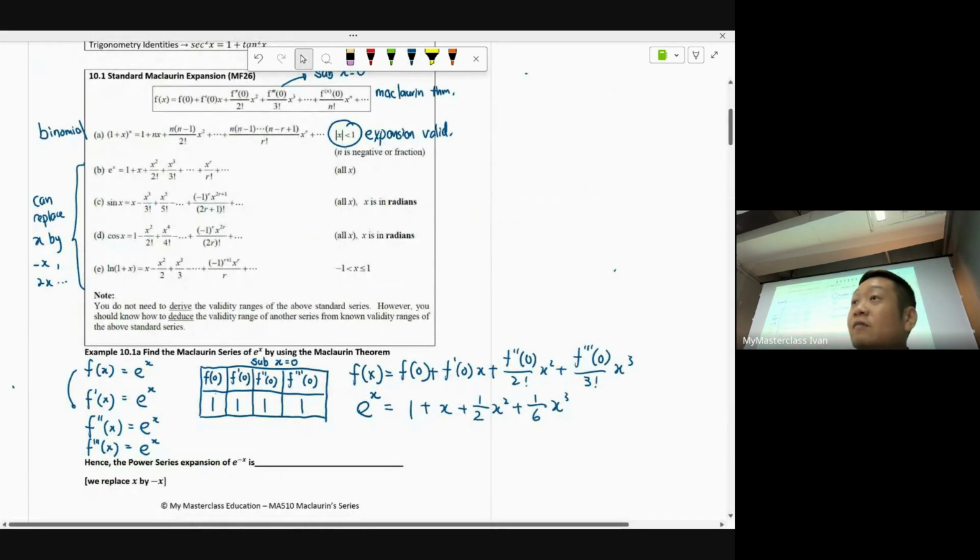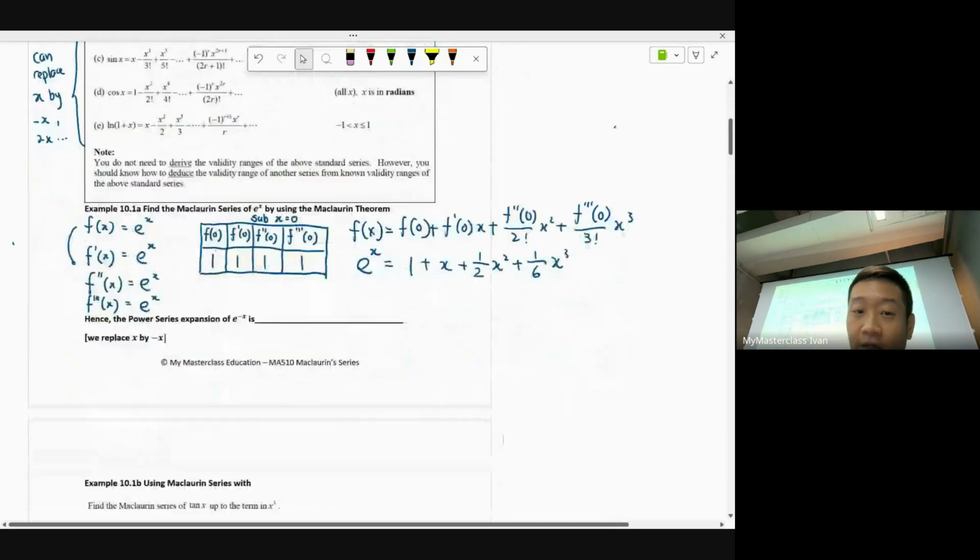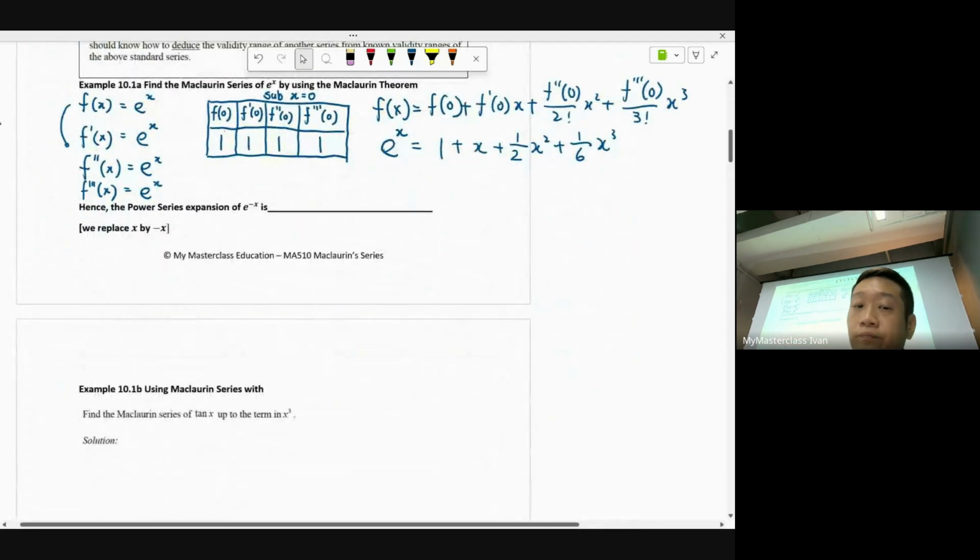It is given. Okay, you don't need to memorize, it is given. So this chapter is actually a lot of free marks for you.